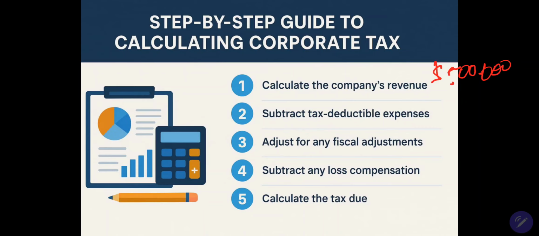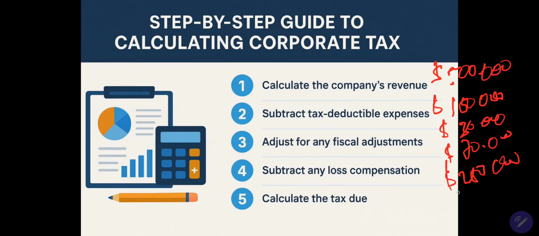For example, you have to pay salaries to your employees $150,000, and if you still rent a building, for example, the cost is $30,000, and for operational costs, for example, $70,000. And if you total all of this, $250,000.